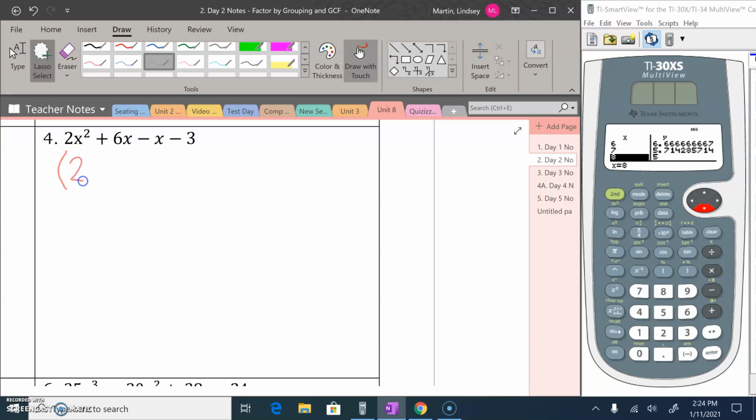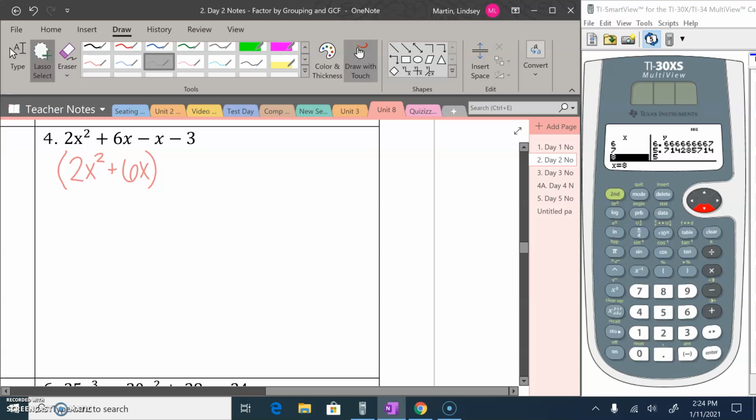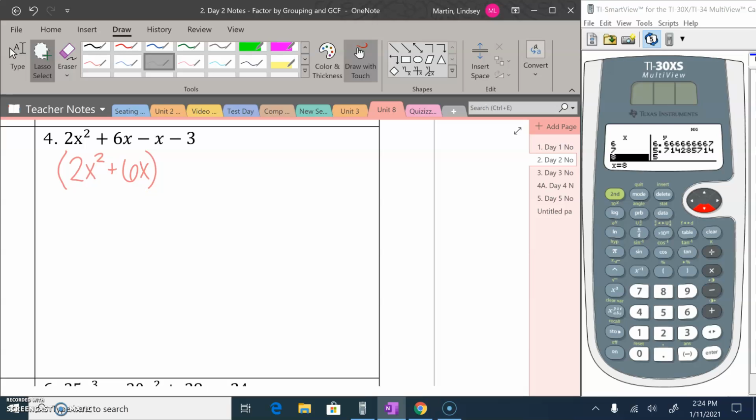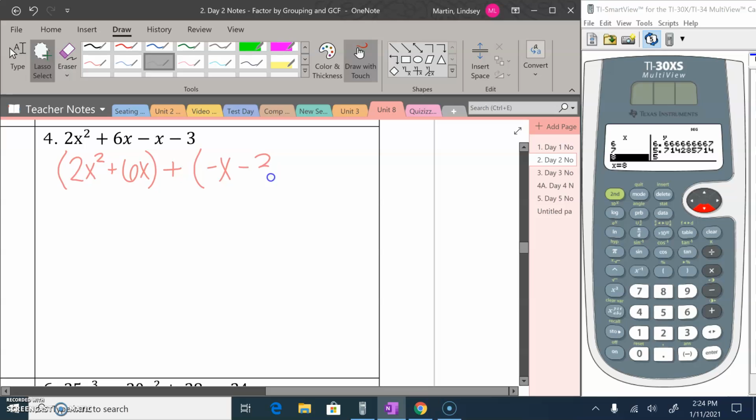In my first group, I'm going to have 2x squared plus 6x. And remember from my rules up top, we always must have a plus sign between the two parentheses. So I'm going to put a plus in the middle and keep everything for my second group. Negative x minus 3.